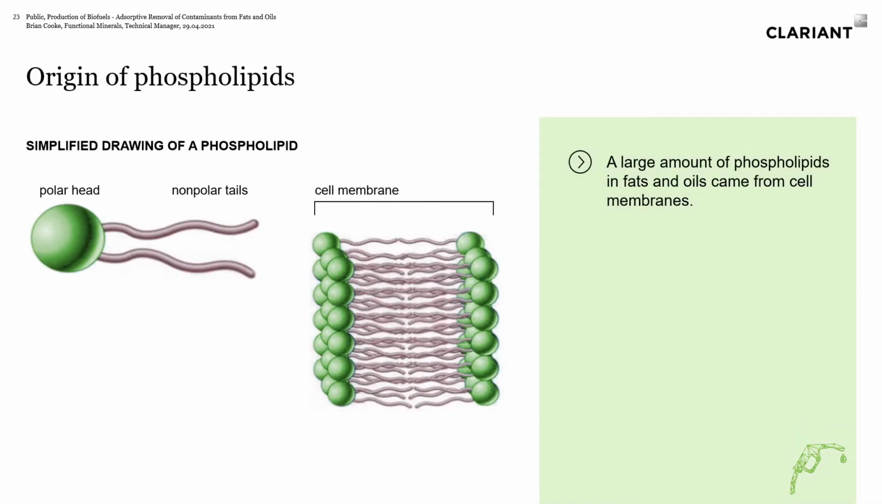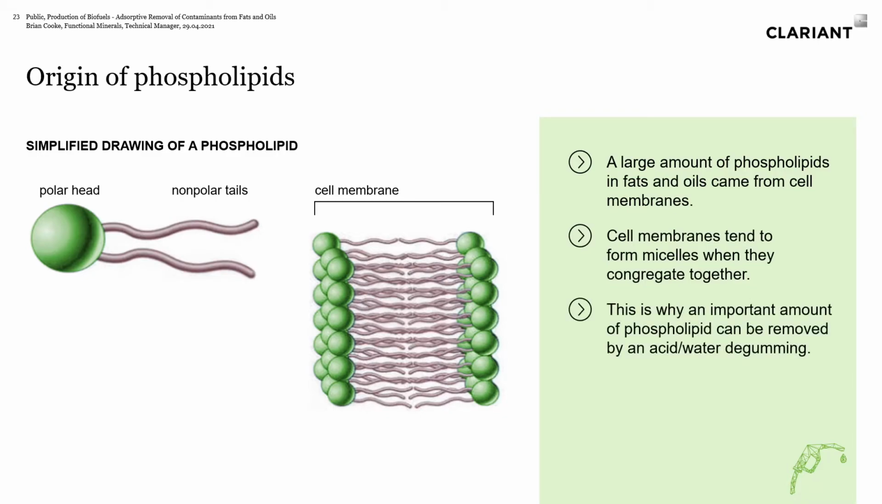Looking at the origin of phospholipids, in a simplified drawing you see it has a nonpolar tail and a polar head. They tend to form micelles. A large amount of the phospholipids come from cell membranes, and again, they migrate together to form micelles. A lot of these can be removed by the acid-water degumming process to remove the hydratable phospholipids, but the non-hydratable phospholipids will remain behind with the oil, and those are the ones that need to be removed with an adsorbent.